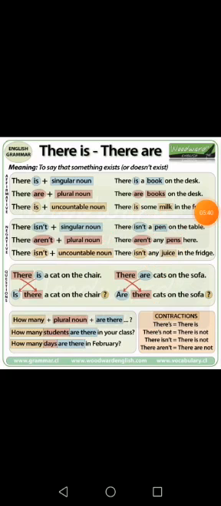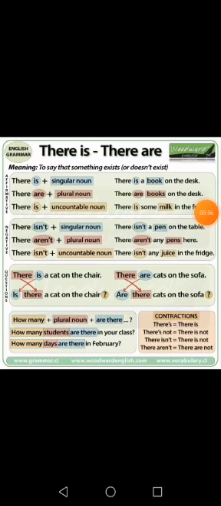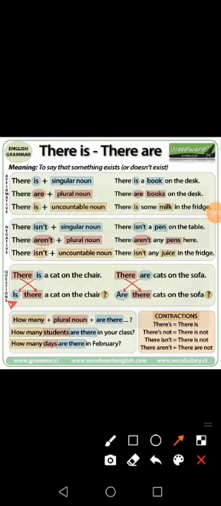Okay, student? How do we make there is and there are in the question form? In the question form, we use is or are at the beginning of the question. Is there, are there. With is we use a singular noun.